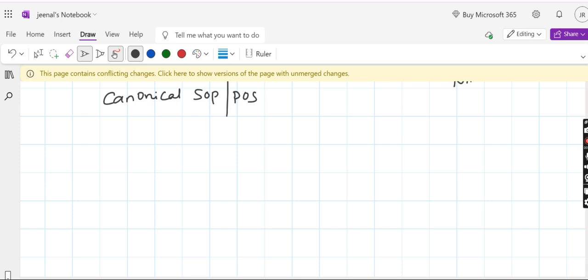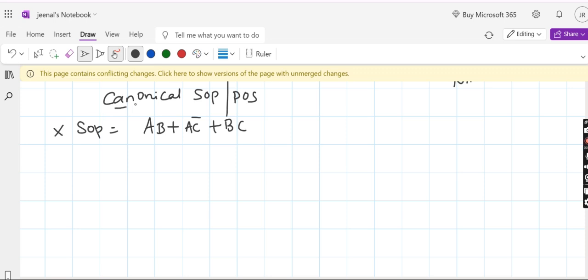In this video, we'll be seeing what is canonical SOP and canonical POS form of the equation. We all know what is SOP and POS by now. So let me write the same equation which I had used initially. Say I have an SOP equation which is AB plus AC bar plus BC. This is a SOP equation, but not a canonical SOP equation.